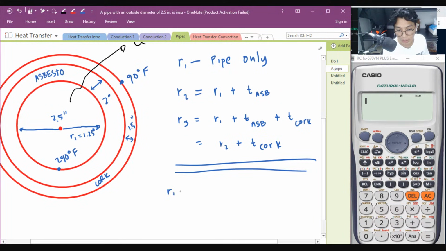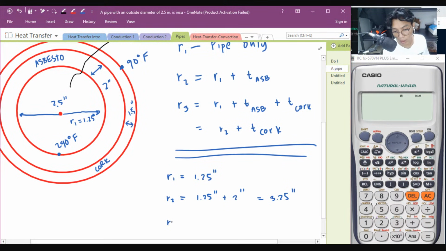R1 is, the value is 1.25 inch. R2 is 1.25 inch plus 2 inches, that is equal to 3.25. Pag R3, 3.25 plus 1.5. Problema ba yan? Di 4.75 inch. Di meron na tayo mga values for the radius.